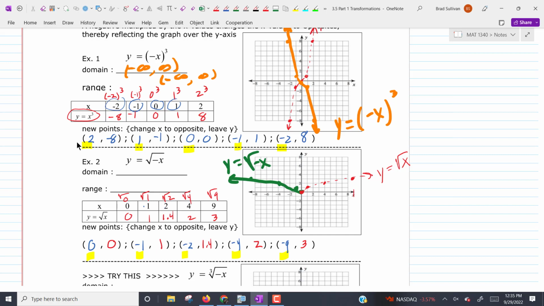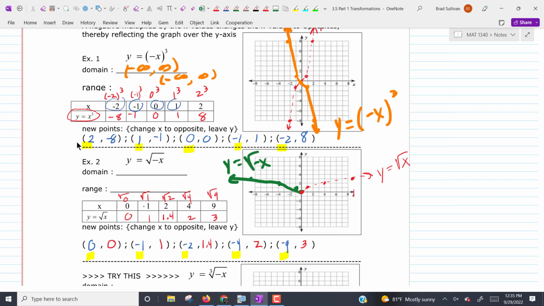Okay, does that make any sense? There's nothing to it, really, if you follow the procedure of how to do this. You just have to have a way to keep from forgetting this. That's what that problem says. X becomes opposite. That's what that says.